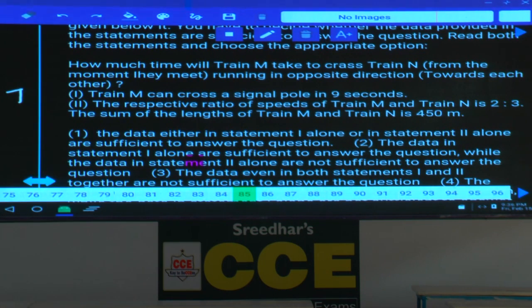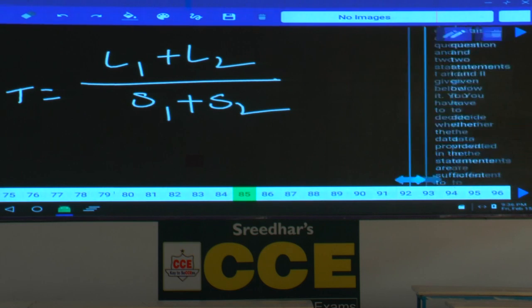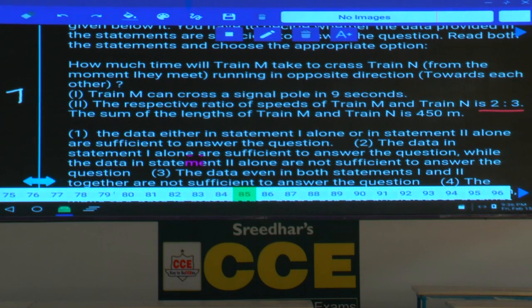The sum of the lengths of train M and N is 450. Is 2 alone sufficient to answer the question? Is the sum of train M and train N lengths given in 2 or not? The sum of their train lengths? Will you get the answer? No. Because you need to know S1 plus S2 either in kilometer per hour or in meter per second, but what is there? Ratio is there. Is this sufficient for us? You need to know their speeds in kilometer per hour or meter per second. Using just the ratio, can we get the answer? No way.